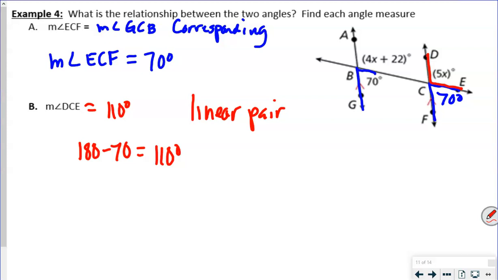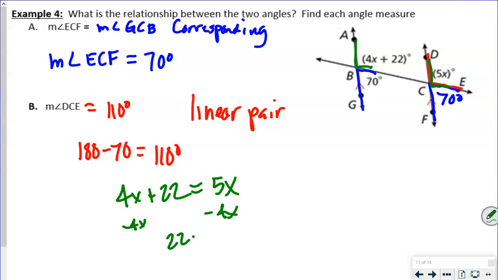No. Now there's another way to do this. Remember I told you in geometry there's multiple ways. So this angle and this angle are corresponding angles, right? So we could say 4x plus 22 equals 5x. Subtract the 4x from both sides. So that's going to give us 22 is equal to x. And then we could plug that back in there for DCE, right? So that would be 5 times 22, and that's still equal to 110 degrees. So no matter which way I do it, I get the same answer.